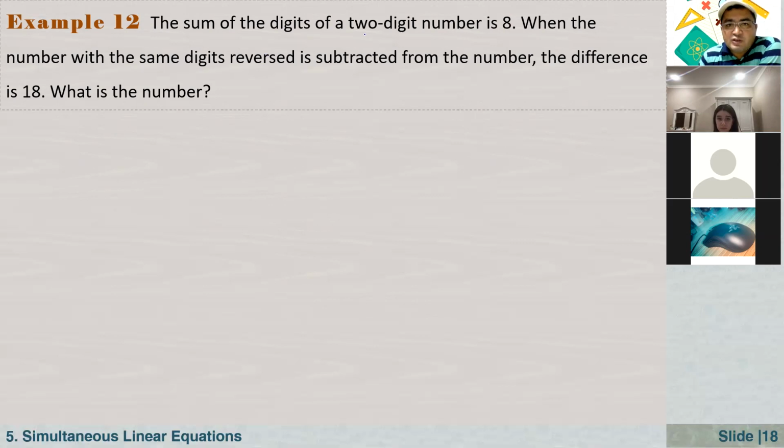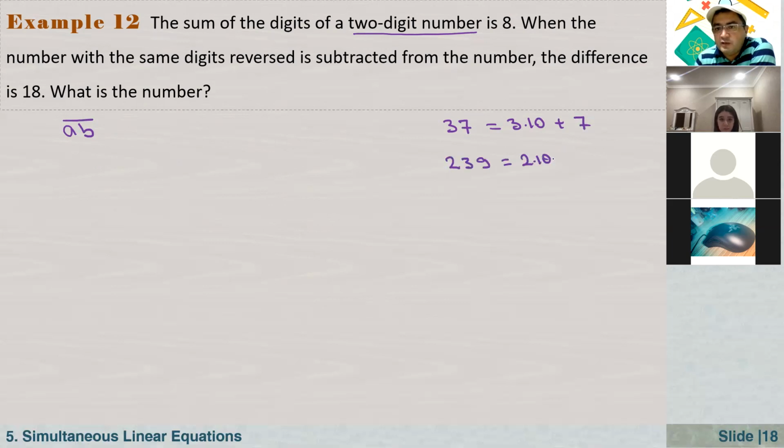So the sum of the digits of a two-digit number. Do we know that number? We don't know. So suppose that our two-digit number is this number, AB. I just put a bar here. It's not multiplication, it's just a two-digit number. Like 37, for example, I can write it as 3 times 10 plus 7. If we have 239, I can write it as 2 times 100 plus 3 times 10 plus 9. So a two-digit number I can write as 10 times A plus B.